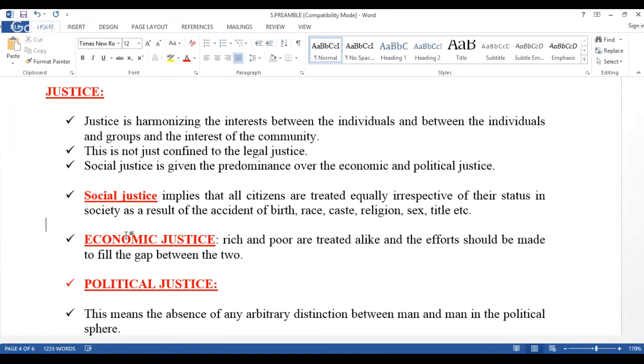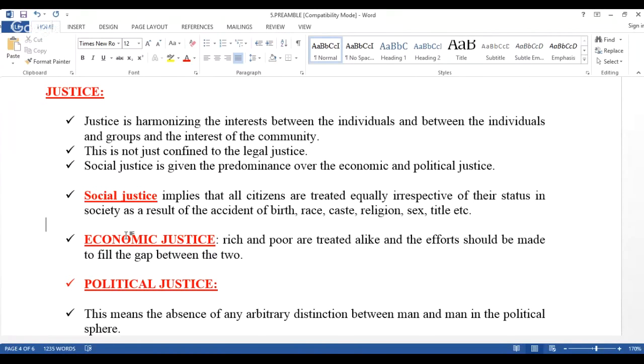It is the harmonizing of the interests between the individuals. There should be lots of harmony present between the individuals and also between the individuals and the groups. The harmony will come into the picture only when there is justice. Is it okay? But this is not just confined to legal justice. And out of these three, social justice has been given priority and predominance. What do you mean by social justice, first of all?